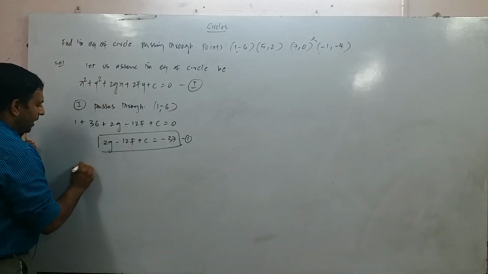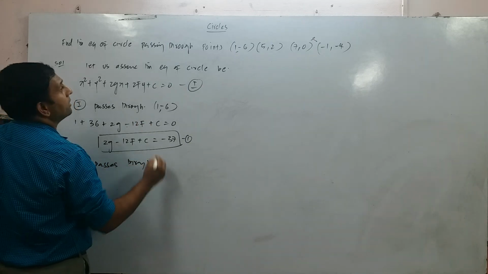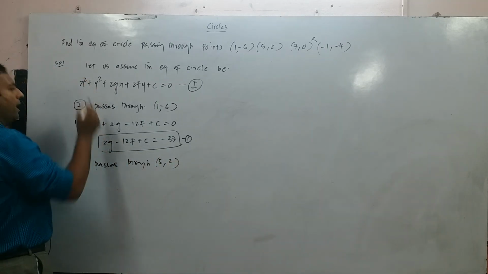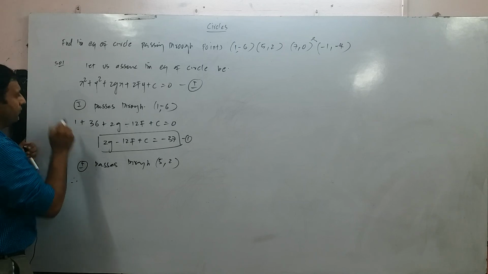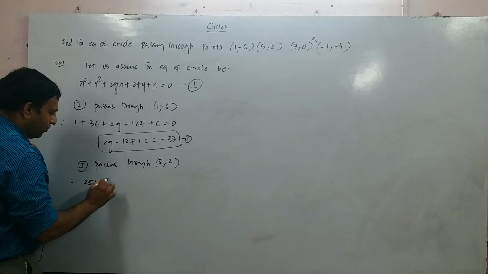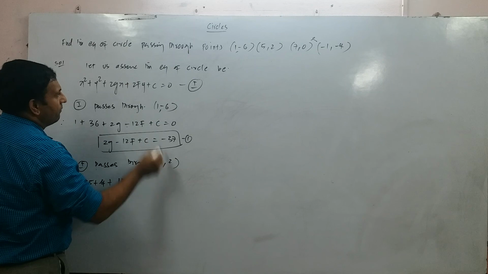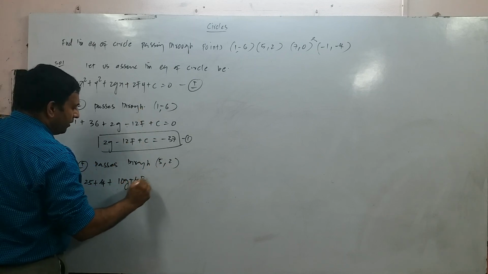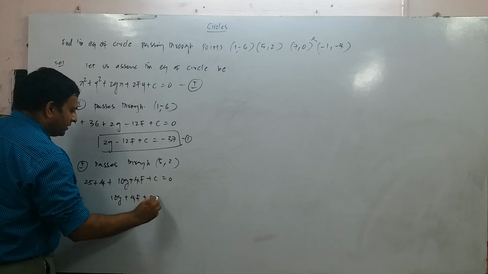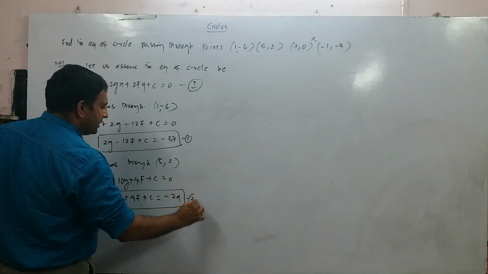Now I will say I passes through, what point? I will take the next point 5, 2. I passes through 5, 2. So what am I going to do? I am going to substitute. So therefore 5 square 25, and y square, 2 square. 2 square is how much? 4, plus 2 into g into 5, that is 10g. 2fy, y value is 2, 2 times 2 is 4f, plus c is equal to 0. So it is 10g plus 4f plus c is equal to minus 29. So you have this as the second equation.